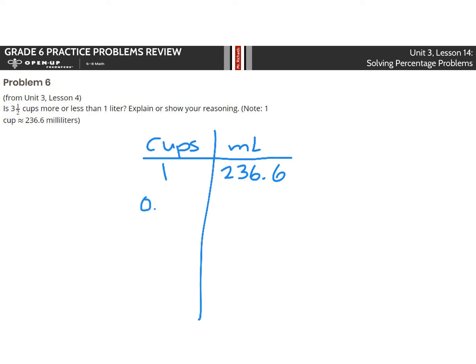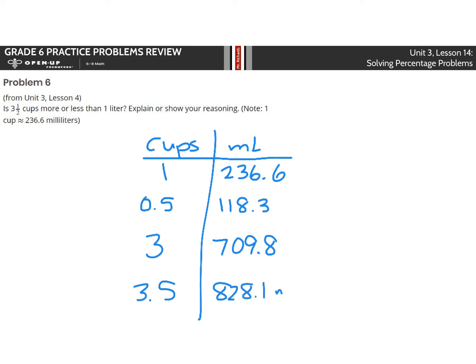Well, first, let's find out what half a cup is. Well, if I divide by 2, I get 118 3/10. If I want to find out what 3 cups is then, all I have to do is take the 236 6/10 times 3 and get 709 8/10. And to get 3.5, combine those 2 answers. Add those two, 118 3/10 plus 709 8/10, and you get about 828 1/10 milliliters. Now, remember, 1,000 milliliters equals 1 liter. And so this is actually equal to 0.8281 liters or so. And so that represents the 3.5 cups. That is less than 1 liter.